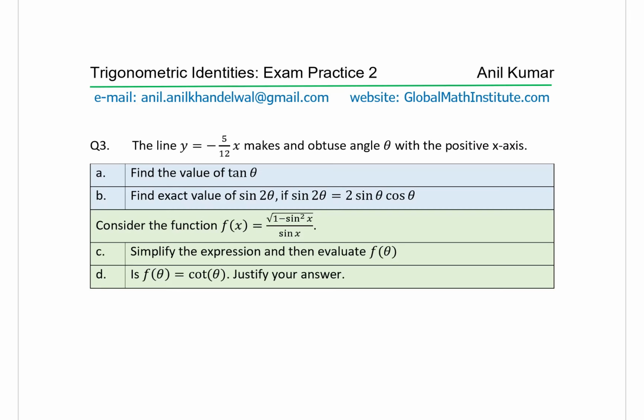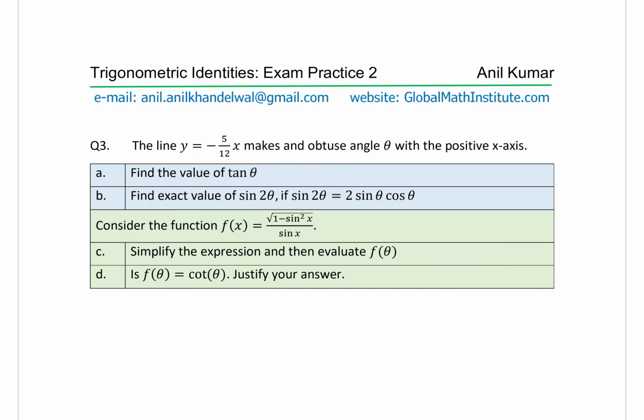Now let's look into another question, which is question number 3 for us. This is also the last question of this test. A combination of many questions are given here to review the concepts. The question is, the line y equals minus 5 over 12x makes an obtuse angle theta with the positive x-axis. Find the value of tan theta. Find exact value of sine 2 theta if sine 2 theta equals 2 sine theta cos theta.